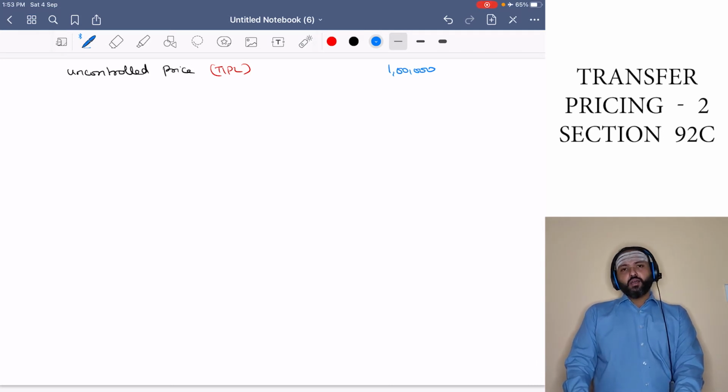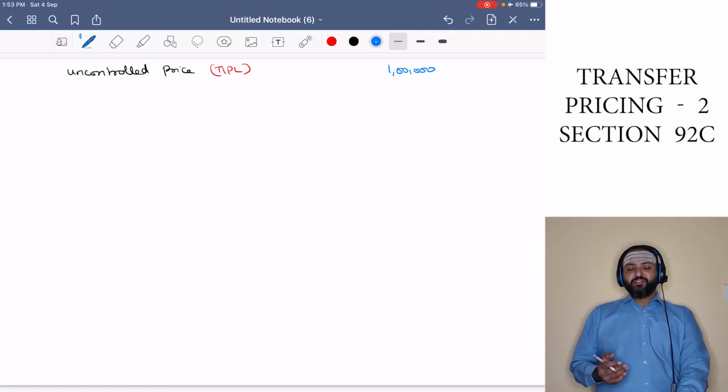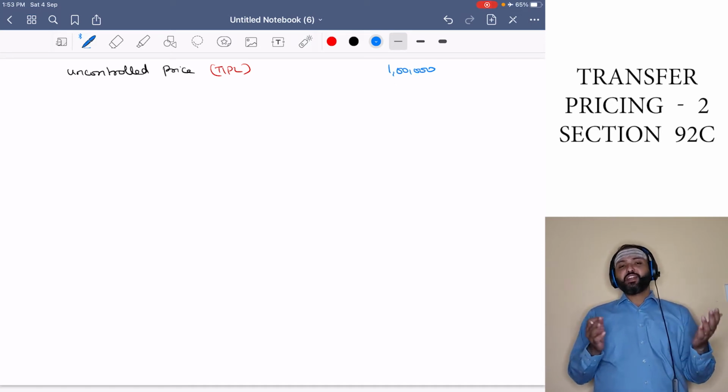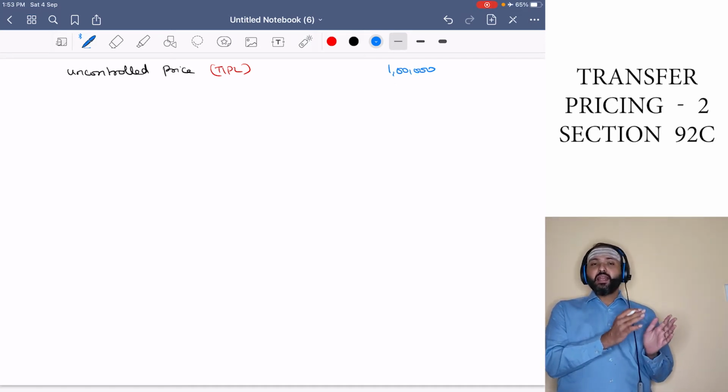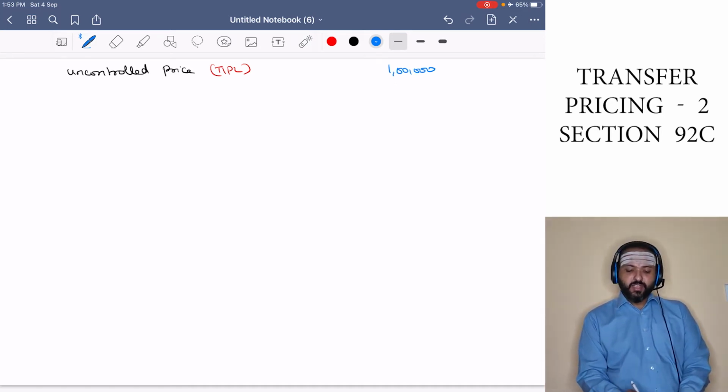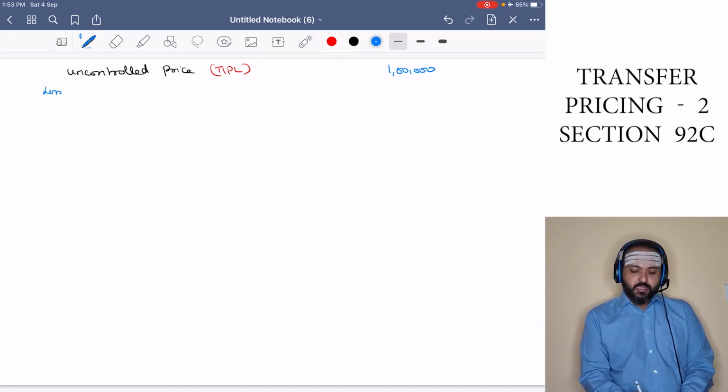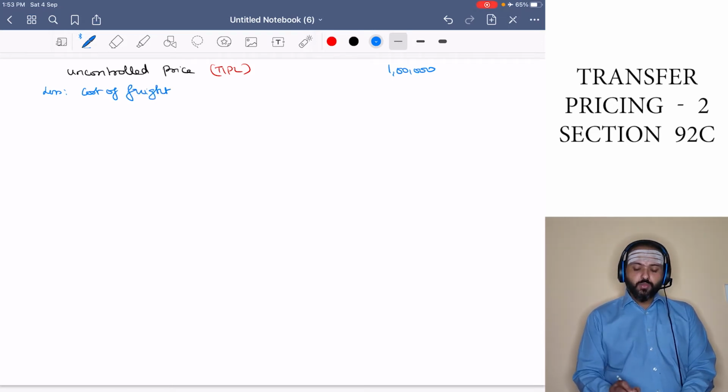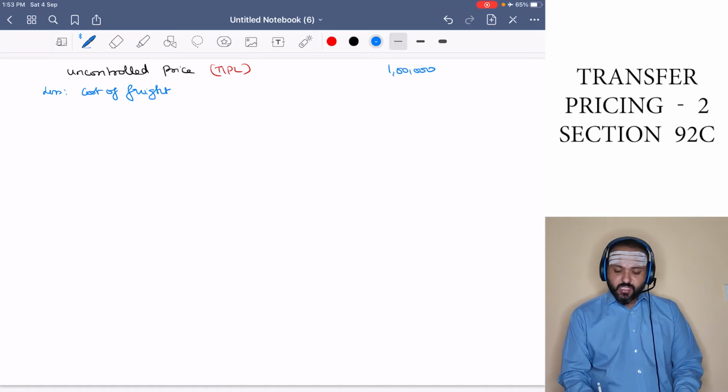Now, let us check the functional differences or transactional differences between AIPL and TIPL. What is the first difference? Less: cost of freight. How much is the cost of freight? Cost of freight is 5,000.